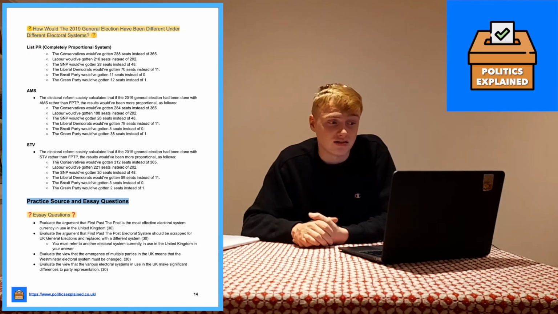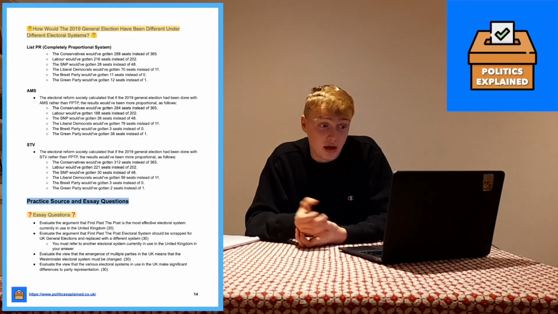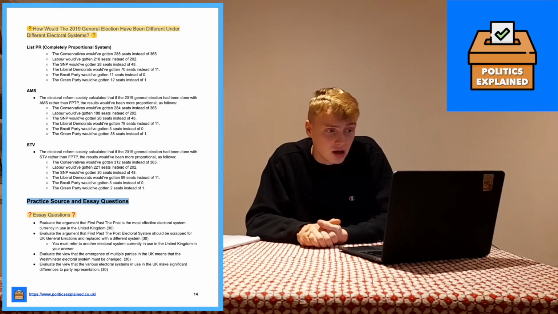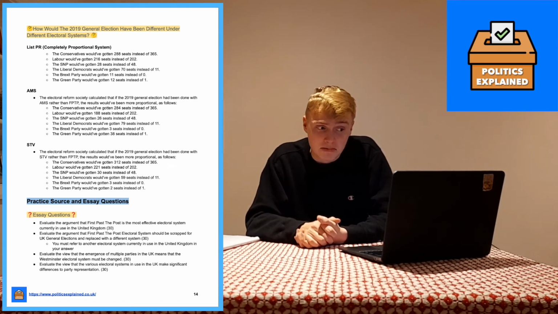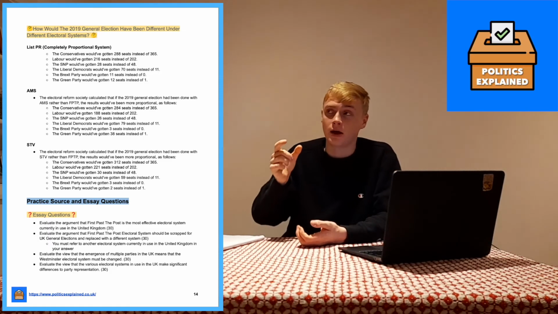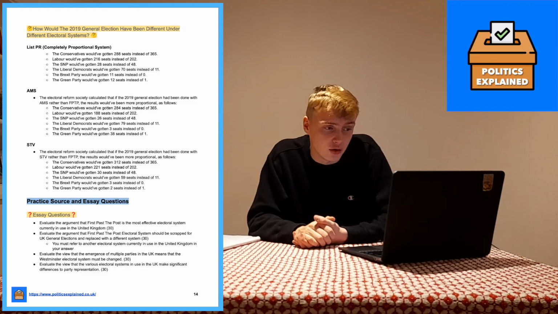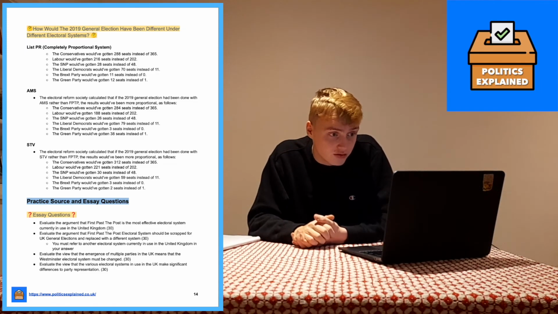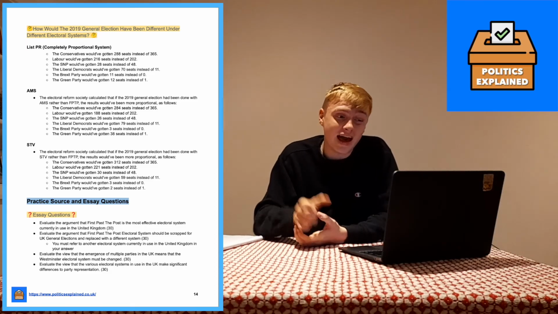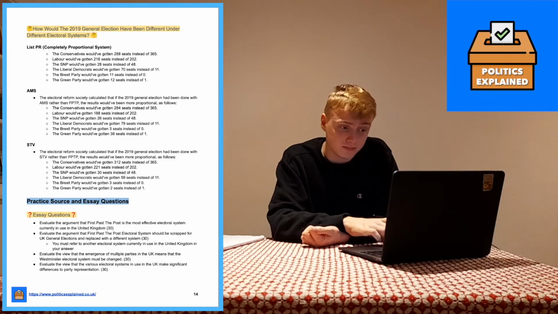Effectively, what it shows is that AMS and STV would have been much more proportional, right? The Conservatives would have got fewer seats. There wouldn't have been that winner's bonus, which I mentioned. Smaller parties would have benefited, particularly the Lib Dems, the Brexit Party, and the Green Party. The SNP would have got fewer seats because it wouldn't benefit from how geographically concentrated its vote is. And interestingly, Labour, AMS, and STV go different ways in relation to how many seats Labour would have got.